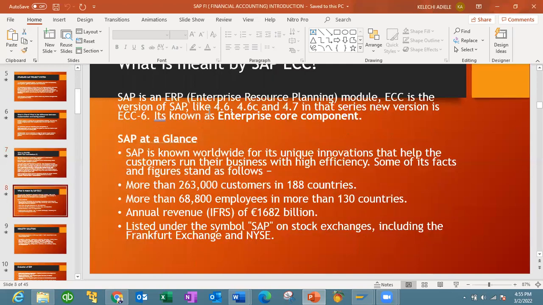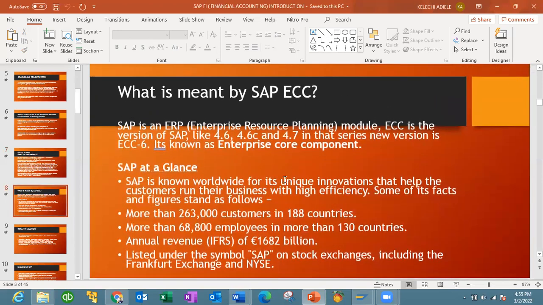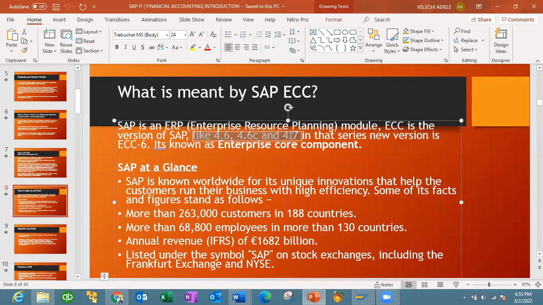Okay, so we're going to go to what ECC is now. ECC is a version of SAP. So that's what I was telling you, we have different versions. ECC, okay. So we have EHP6, EHP7, just like that.